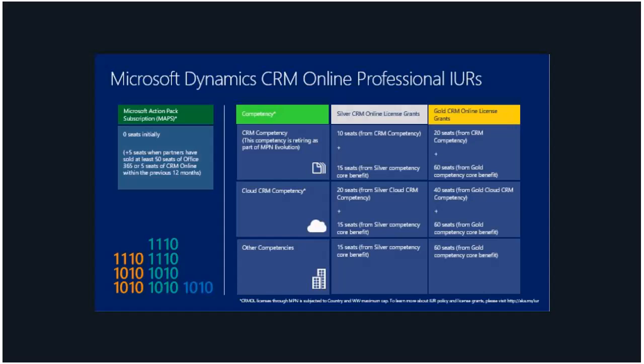So for competency, if you go to the very bottom, the core benefit is that you get 15 seats of CRM Online for silver competency and 60 seats for gold. That is regardless of what competency you have. In addition to that, incrementally for the CRM competency, you get 10 seats for silver and 20 seats for gold. This is in addition. And for cloud CRM competency, you get 20 incremental seats for silver and 40 incremental seats for gold.